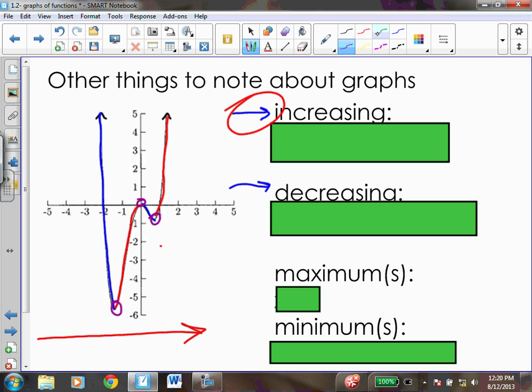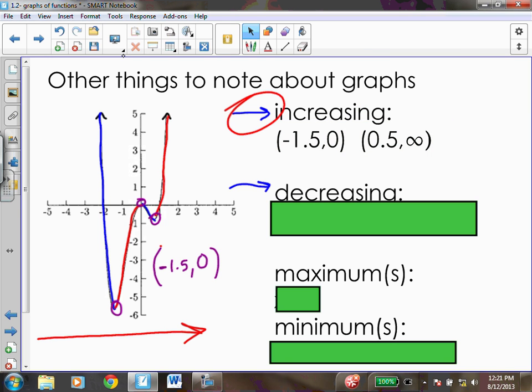So my first interval of increasing starts at x equals, we'll say, -1.5, and stops increasing at 0. I'm going to put round brackets here because at -1.5 itself, it is not increasing or decreasing. Same thing with 0. And then at 0.5, it goes up and then goes to infinity. So this graph is increasing on the interval -1.5 to 0, and then from 0.5 all the way to infinity.